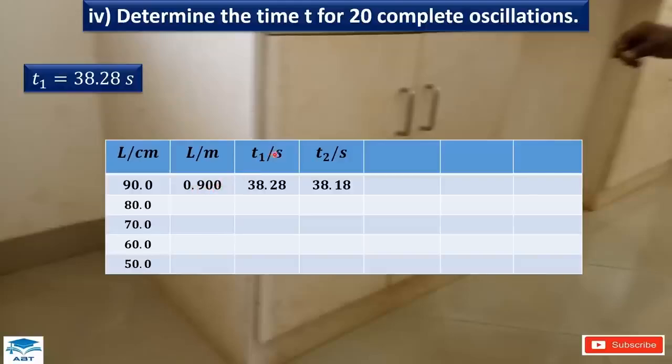This is the time T1 in seconds, time T2 also in seconds. The unit should be written here at the top once, and it shouldn't be repeated with the values. Then we find the mean of the 2 times. That will be 38.28 plus 38.18 divided by 2. That is 38.23 seconds.